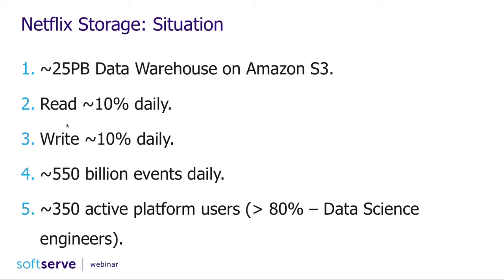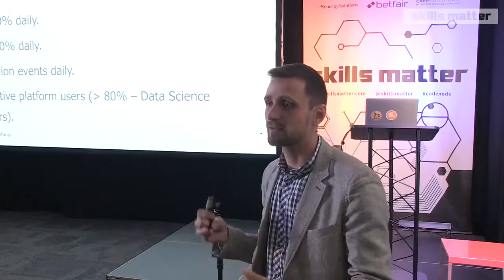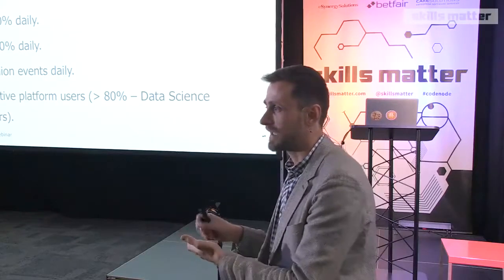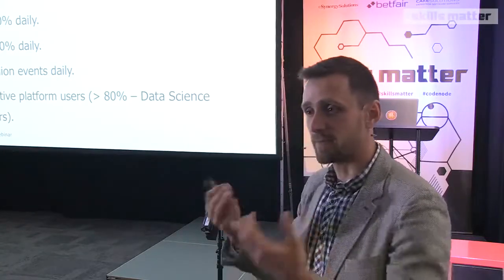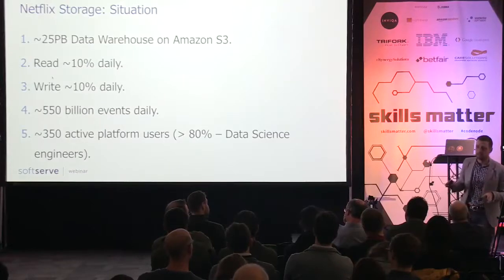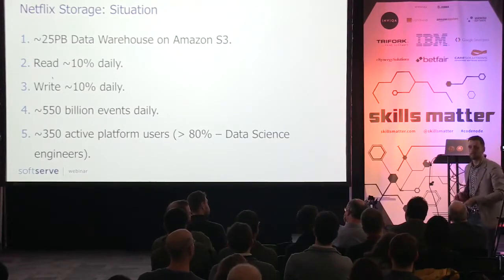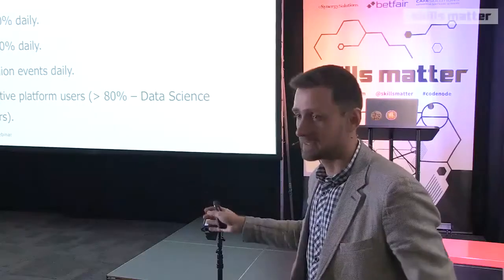They have a pretty solid amount of events daily, and 350 active platform users who are mostly data science engineers. So these are data scientists, pretty similar to artists, right? When artists paint, and somebody complains, saying, what's this? He says, I'm an artist, this is my vision. This is how I see the world. Data scientists are pretty much the same. They like to use the tools they're comfortable with. If they're comfortable with Python, they use Python. If they're using Scala, they use Scala. And Java, whatever, they can use whatever they want.